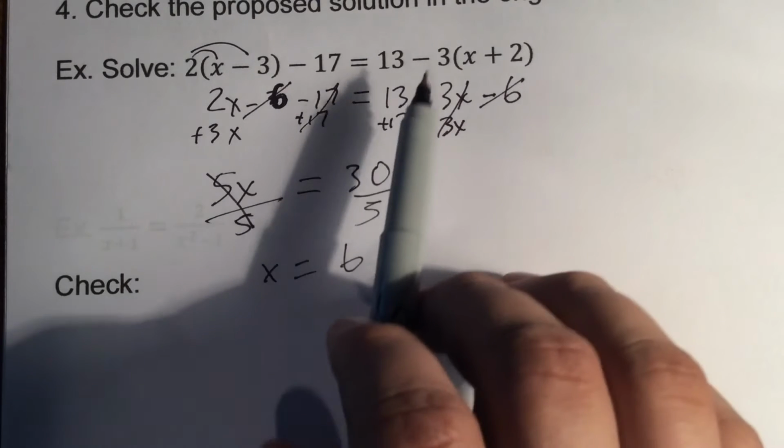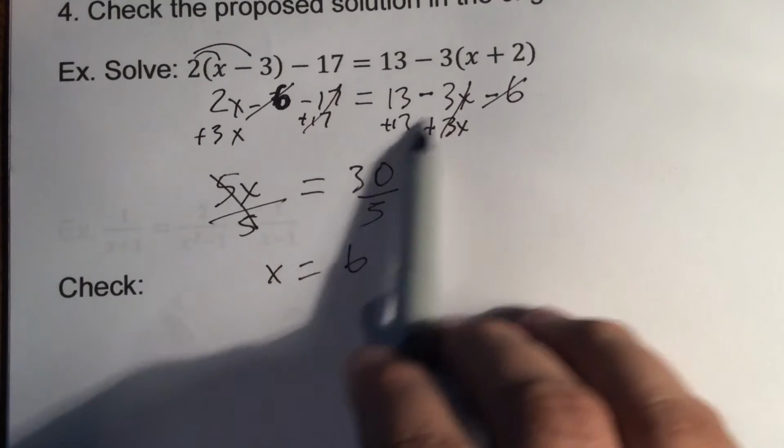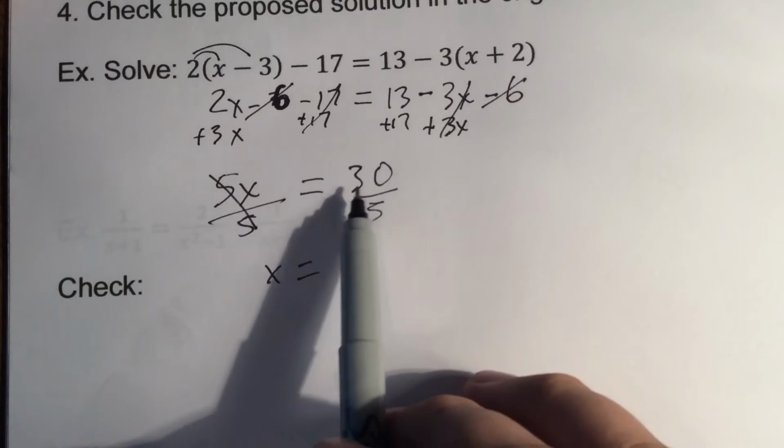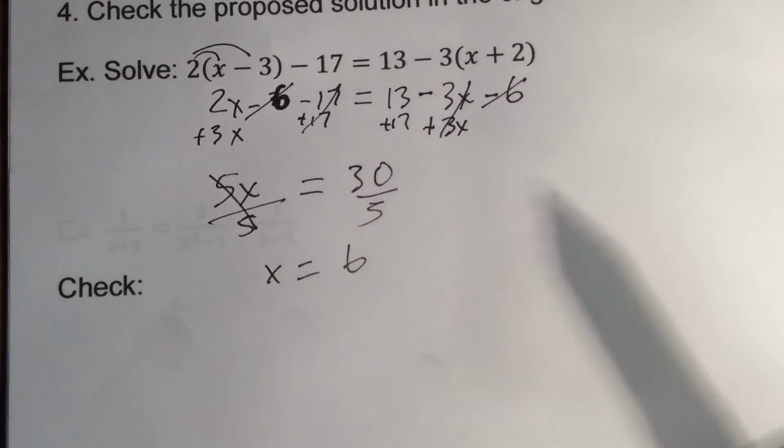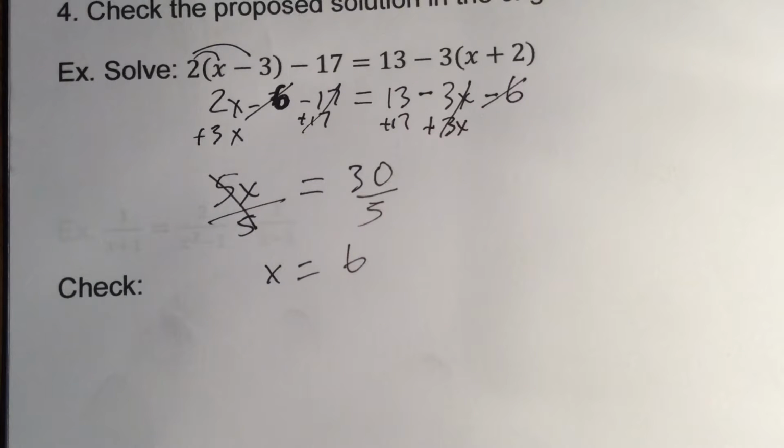Now, I could have gone the other way where I subtracted the 13 over, subtract the 2 over, and I would divide by negative 5, which would have been negative 30 then. You still would get 6. So it doesn't matter which way you do it. You're going to get the same thing in the end as long as you follow those order of operations.